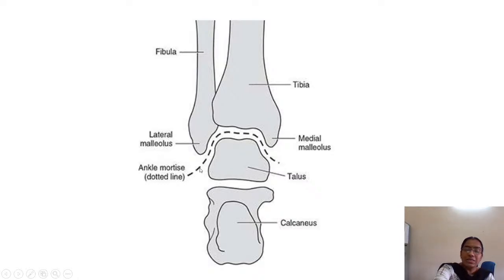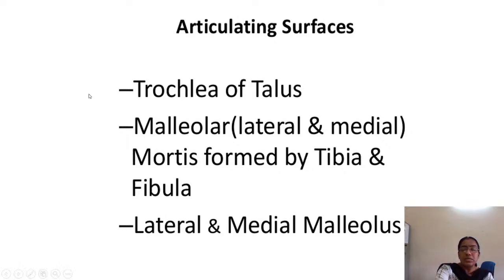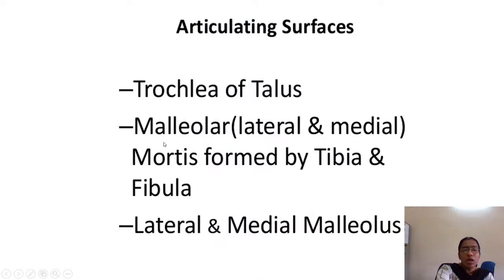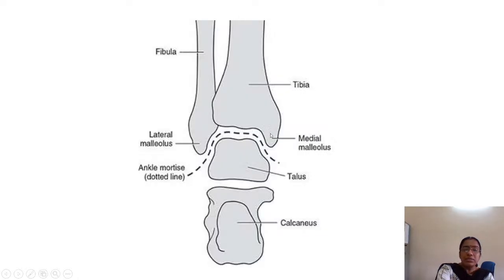So this is called the trochlea of the talus. So when you are seeing the articular surfaces, this surface is called the trochlea of the talus. Trochlea means pulley-like. So this is a trochlea of the body of the talus. Next, the malleolar mortise, which is formed by tibia and fibula. So this is the mortise, as I have said.